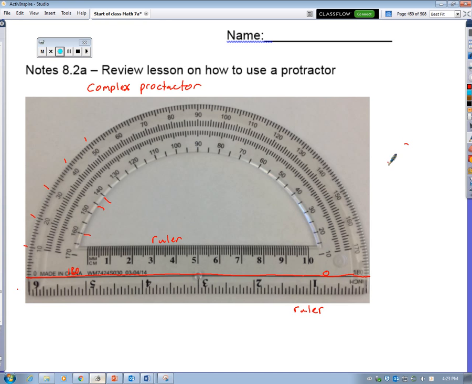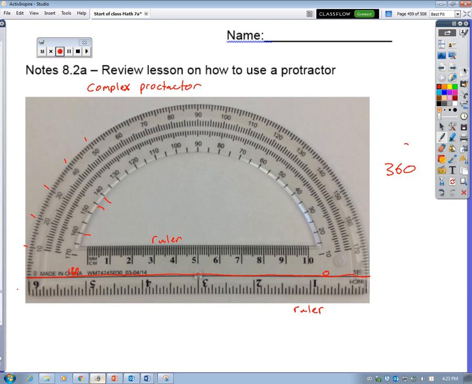Okay, it ends at 180 because it is a half a circle. A full circle is 360 degrees. If you're looking at this protractor, it's half a circle. Half of 360 is 180. Alright, so it's going halfway around the circle. Alright, let's talk about using this thing.